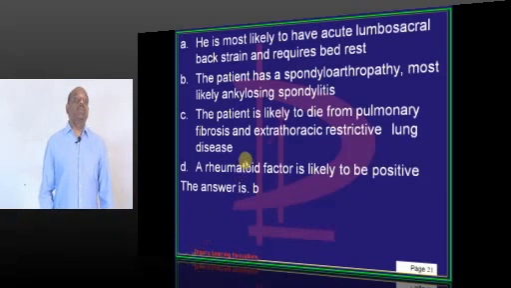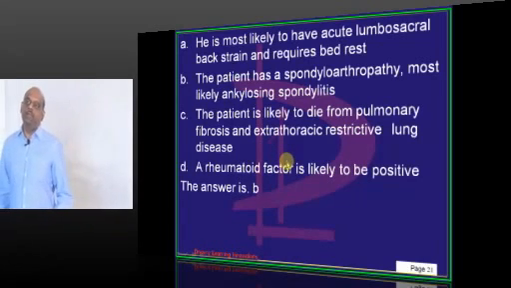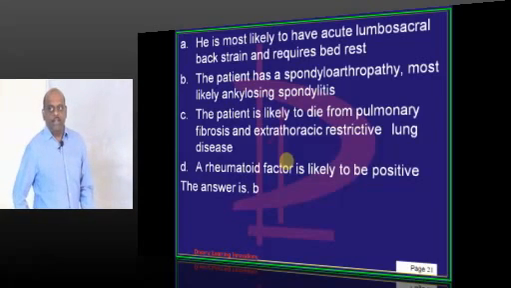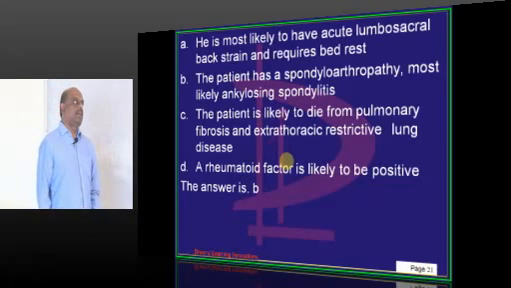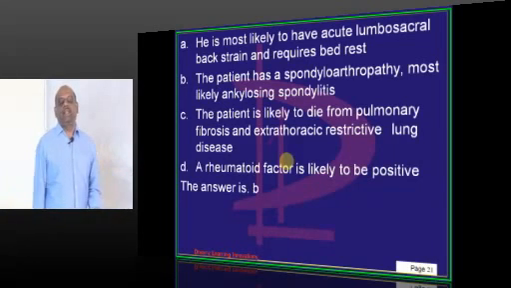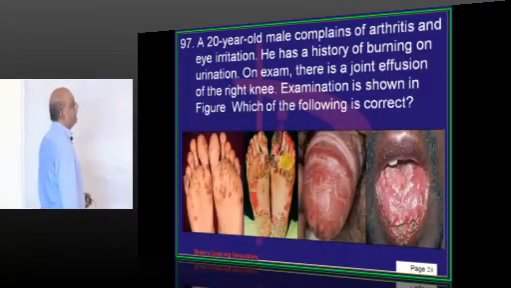Seronegative spondyloarthropathies are a group of disorders. Why are they called seronegative? Because they are rheumatoid factor negative, right? Ankylosing spondylitis typically involves the axial skeleton instead of the appendicular skeleton predominantly, hence called spondyloarthropathy.